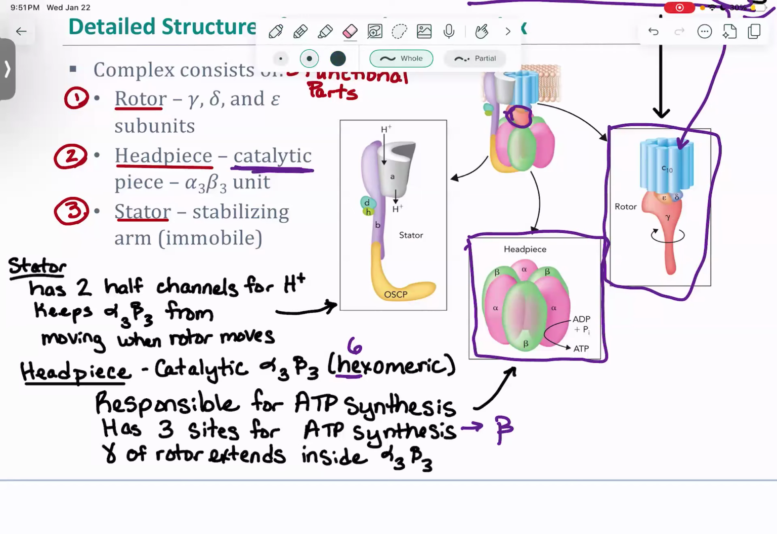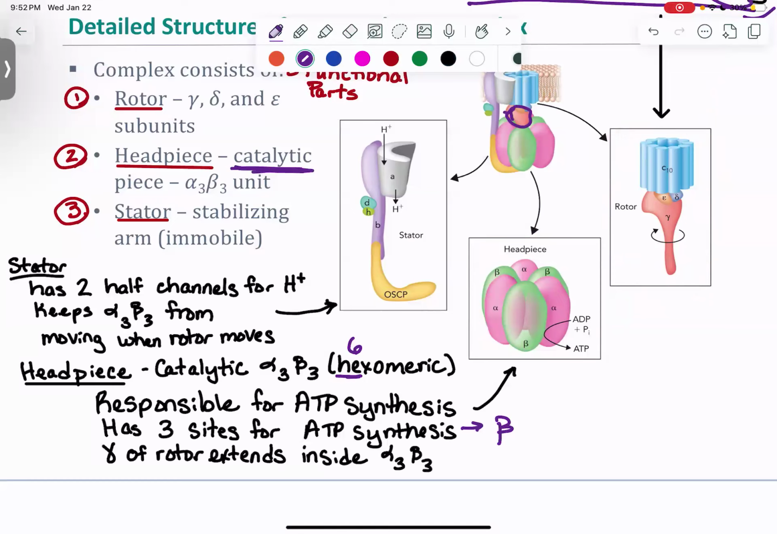So the last piece is called the stator. And the stator has 2 functions. One of them is that it has 2 half channels for those protons to move. Here's our stator right here, and our proton is right here, and it's going to flow in. This is half of the channel. You say, okay, where does it go? Well, it's going to go at a turn, and it's going to attach to one of these C subunits.